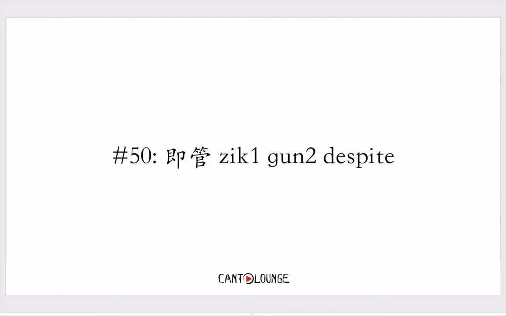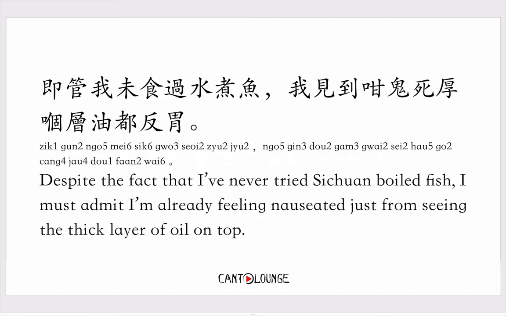Moving on, we're almost there, guys. Just bear with me a little bit more. 即管, despite. So, for example, you might be talking about foods that you like with a friend, and you're sitting in a restaurant and you see what other people are eating, and you happen to see 水煮魚, which is like boiled fish. So, 即管我未食過水煮魚，我見到咁鬼死厚嗰層油都反胃。So, despite the fact, 即管我未食過, I've never had or eaten 水煮魚, boiled fish.